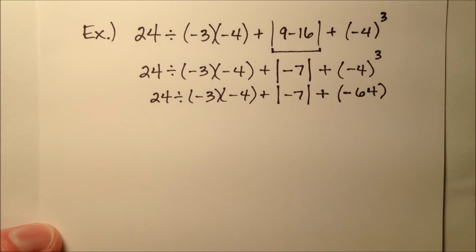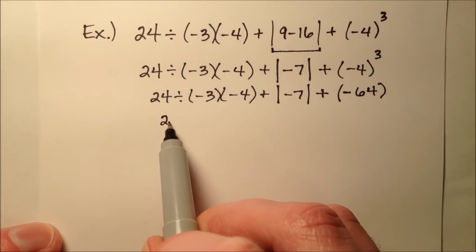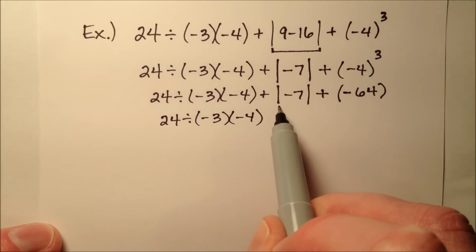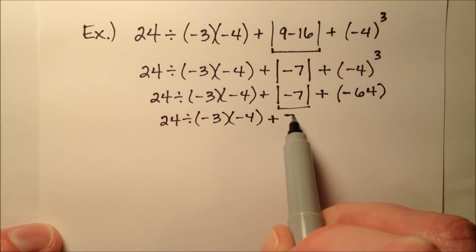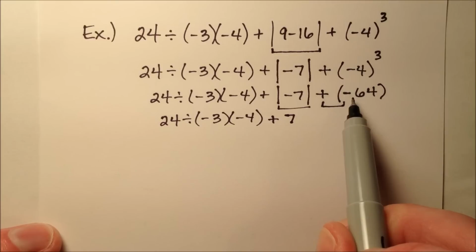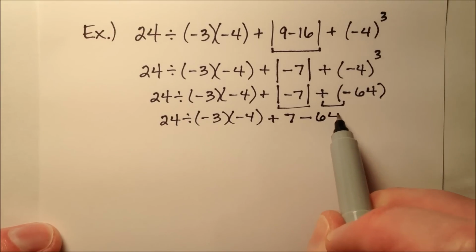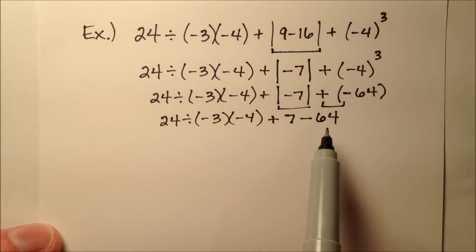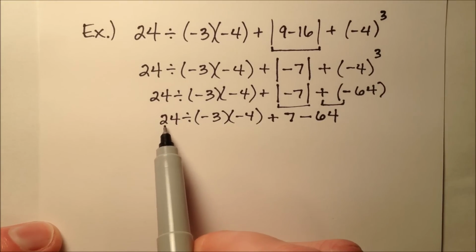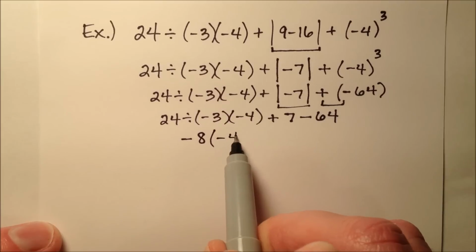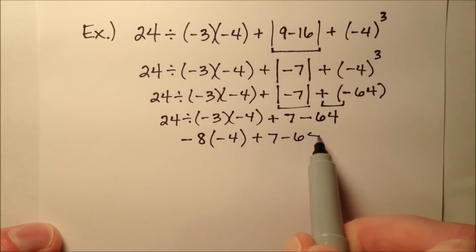So here's what we have right now. I'm going to go ahead and rewrite this and kind of make it a little nicer, because I want to get rid of this absolute value business and just say plus 7. And then I don't like having these two signs right next to each other, plus a negative. So I'm going to say minus 64. Okay, now I'm ready to do my multiplication and my division together from left to right. So what I encounter first is a 24 divided by negative 3. Well, that's going to be negative 8. And everything else just gets brought down.